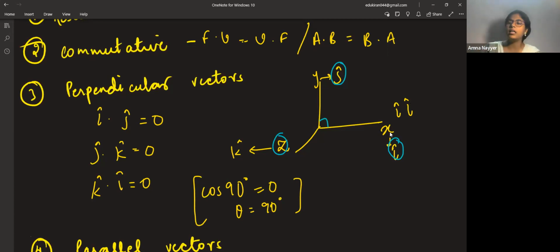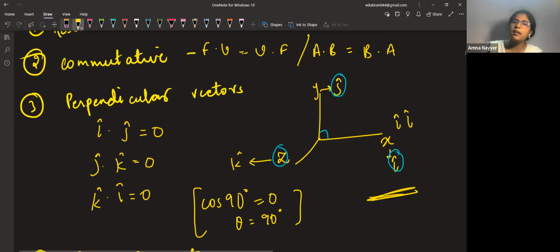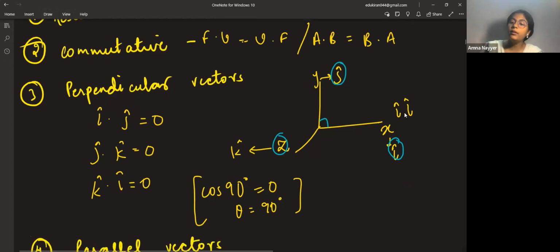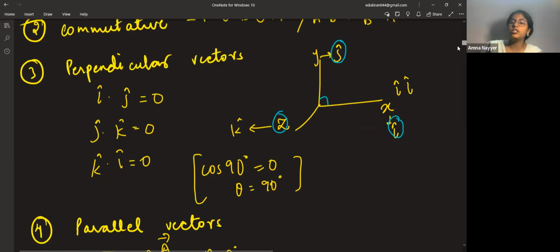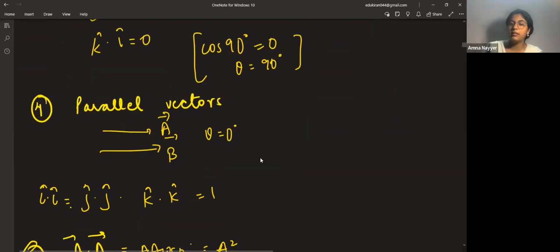Because the angle is 0 degrees. If I give you two lines and they are overlapping each other, we'll say those lines are parallel, that's why they are overlapping. So when you take I dot I, J dot J, K dot K, this becomes 1, because theta is 0 degrees and cos 0 degrees is 1. That's why you have these as 1.